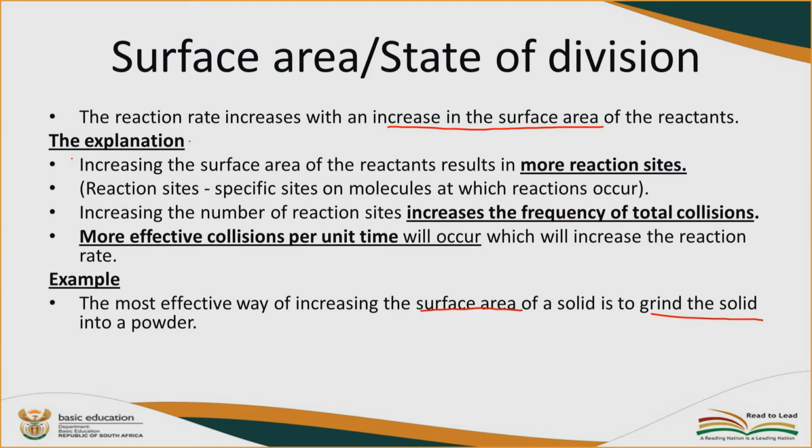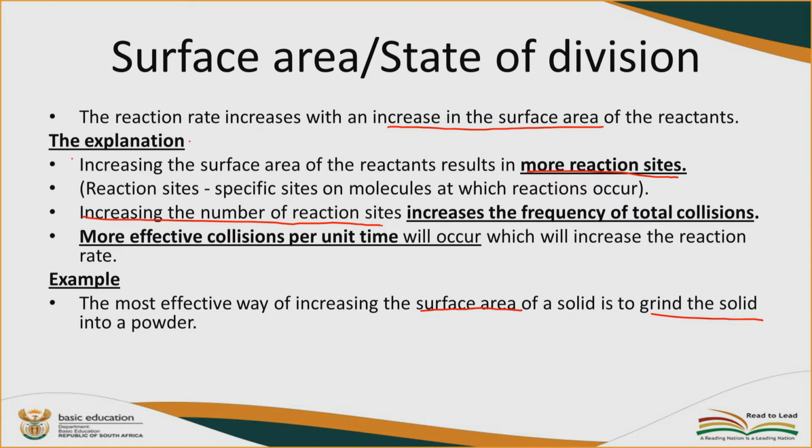In the examination, by writing that an increase in surface area increases the rate of reaction, you haven't explained. What entails the explanation? Your bullet number 1: increasing the surface area, by grinding it, you are having more reacting sites. Once you have more reacting sites, what does that mean? Increasing the reacting sites will increase the frequency of the total collisions, and as a result, more effective collisions per unit time, which will increase the reaction rate.